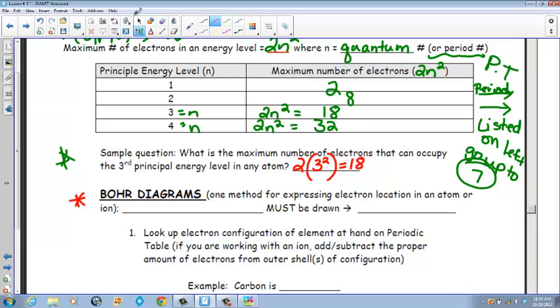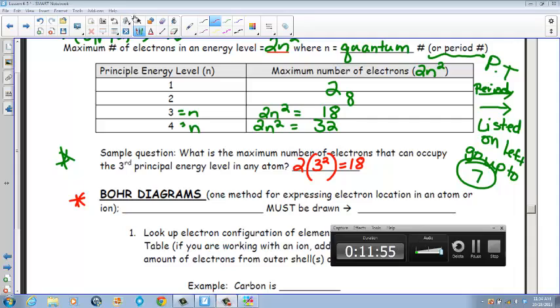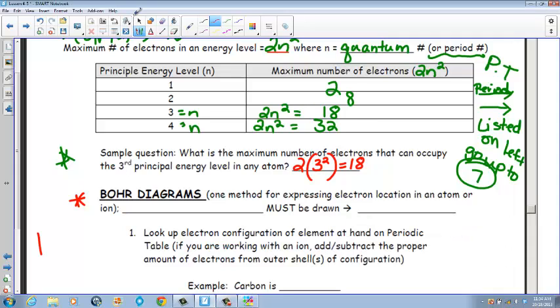All right, so I'm going to stop here for right now, and we're just going to focus on principal energy levels and electron configurations. We'll do Bohr diagrams and Lewis dot diagrams for the next video lesson. Secret word, kernel, and be prepared to give me the definition of what a kernel electron or the kernel electrons are.